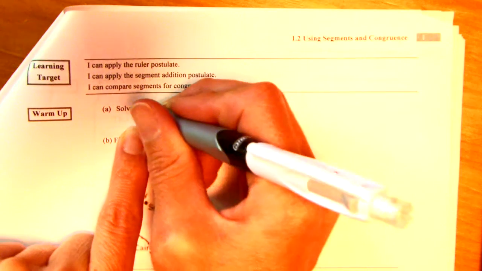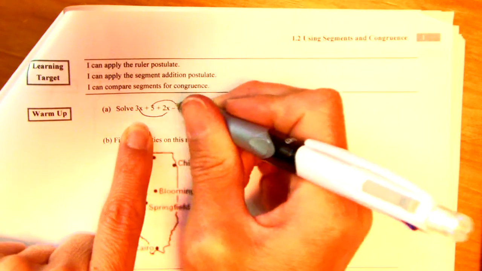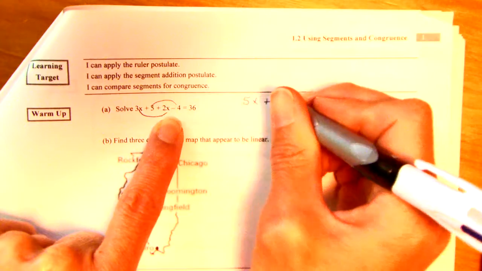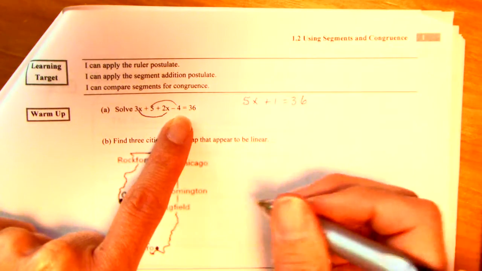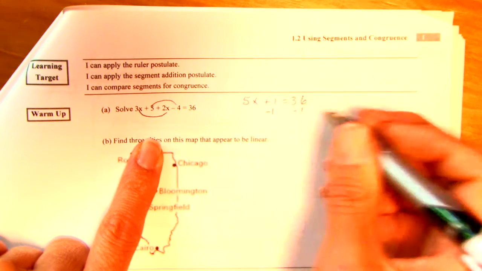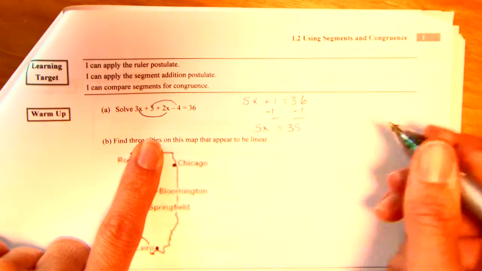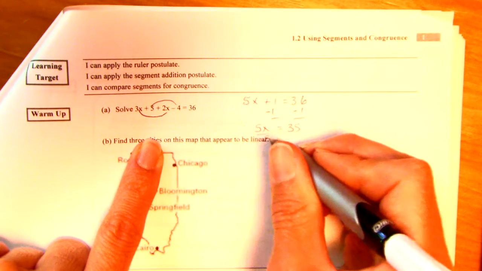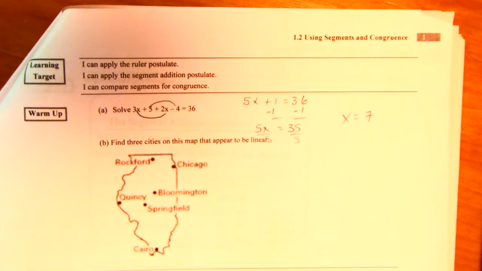Let's combine like terms. 3x plus 2x is 5x. 5 plus a negative 4 is 1, equals 36. And now let's subtract 1 on both sides. 5x is equal to 35. Naturally, I don't have enough space here. Divide both sides by 5. x equals 7.